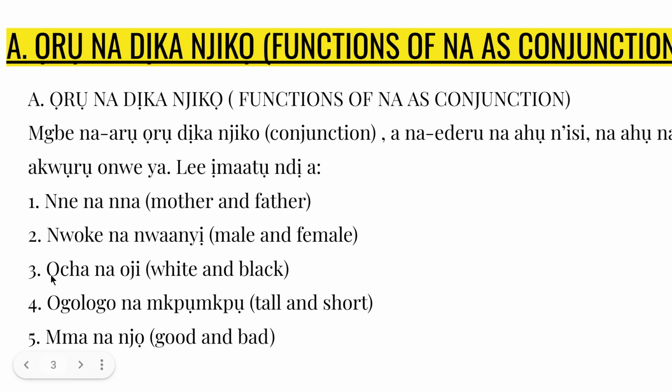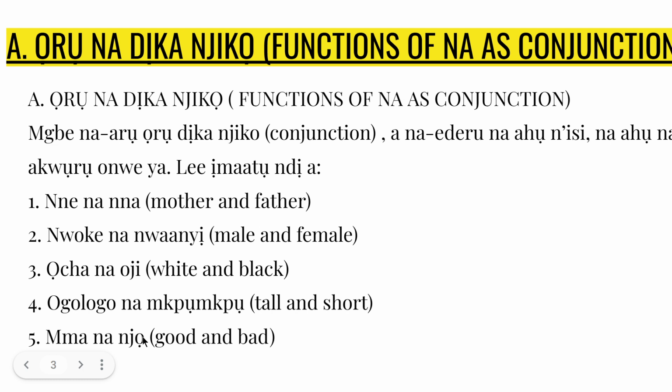The third, ọcha na ọji. White and the black. So this na is joining ọcha and ọji. It is joining these two together. Are we following? Now, number 4, ogologo na mkpụmkpụ. That is tall and short. Na is joining tall and short.